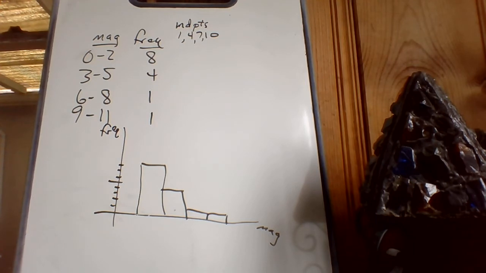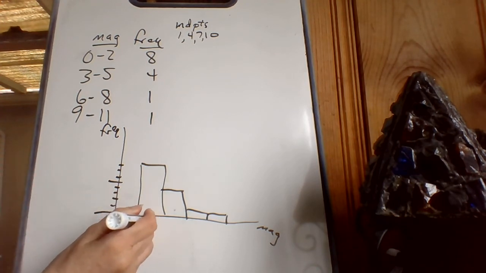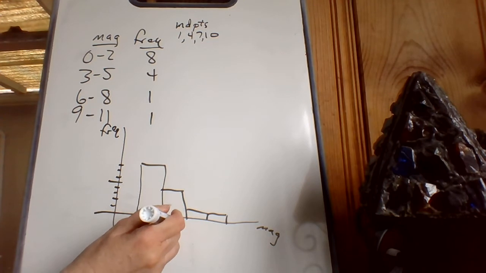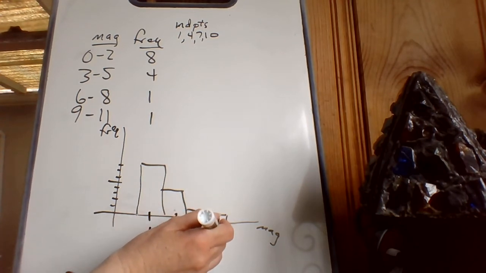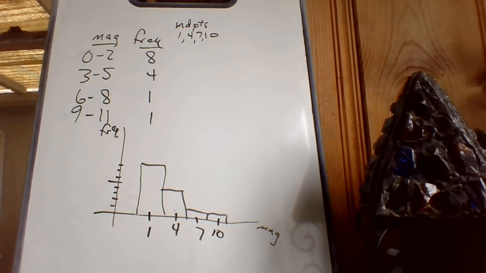Now, this is the bizarre part. The book, after you've done that part, that was easy enough, and it explains, the book wants you to label this with the midpoints. 1, 4, 7, and 10. Okay, so now I've got my x-axis labeled with some stuff, and that's the way the book wants it done. Label your bars with the midpoints.